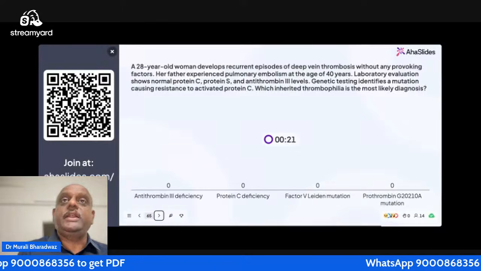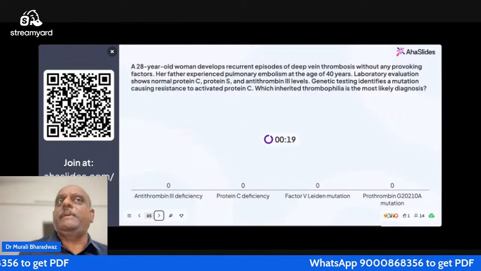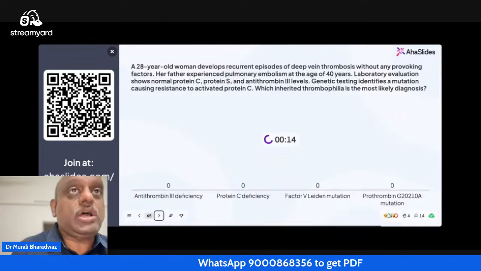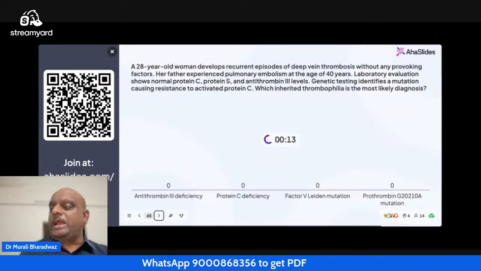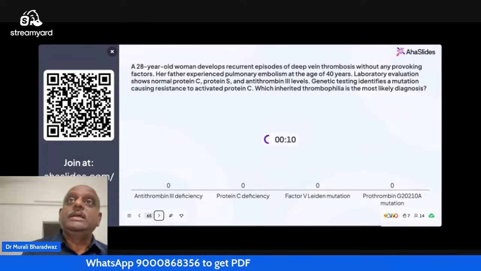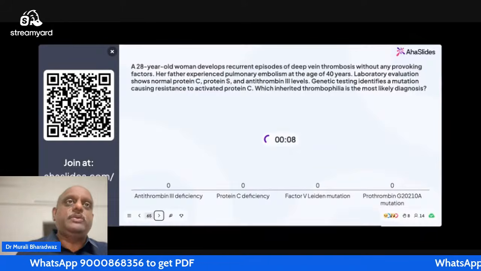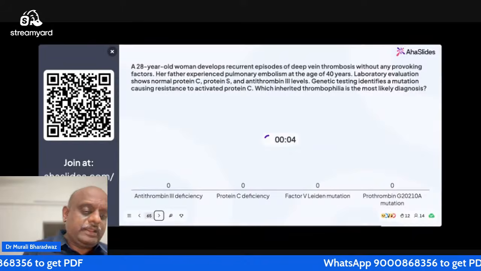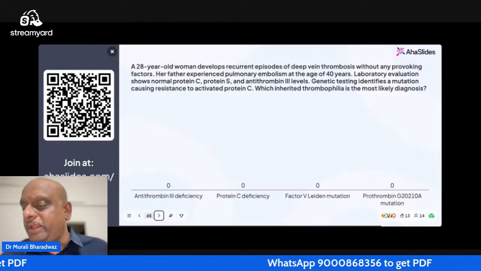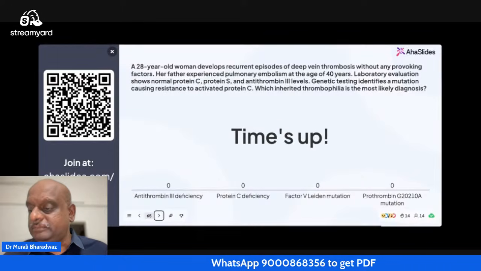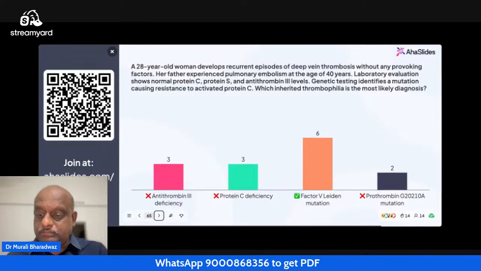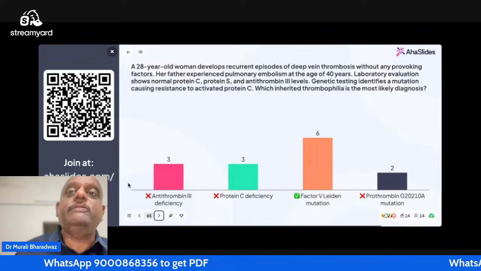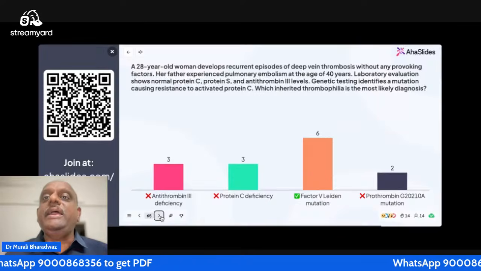28-year-old, recurrent episodes of DVT without any provoking factors. Normal protein C, protein S, antithrombin 3. Genetic testing identifies a mutation where there is a resistance to an activated protein C. Which inherited thrombophilia, doctor? Factor V Leiden mutation.